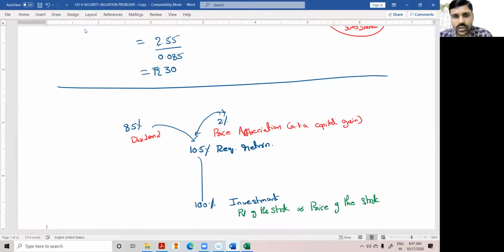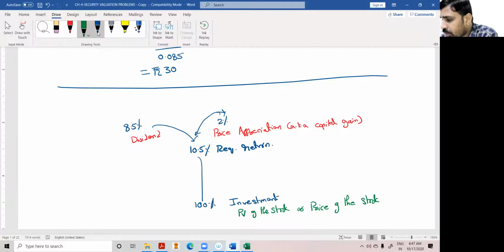Without using the formula, I want to learn the problem like this. I want a total 10.5% return. In how many ways will I get the return? If I invest in equity shares, I get return in the form of price appreciation and in the form of dividend. Price appreciation they have given as 2%, and the balance is the dividend, the balancing figure.